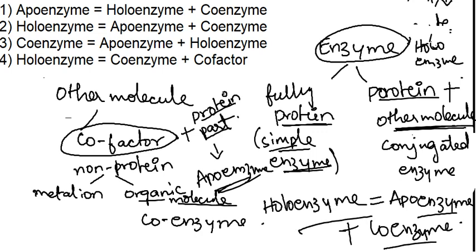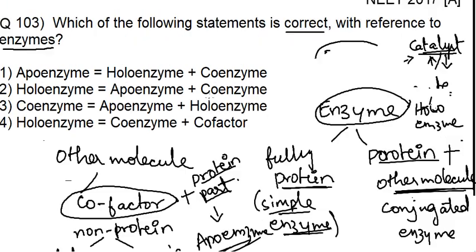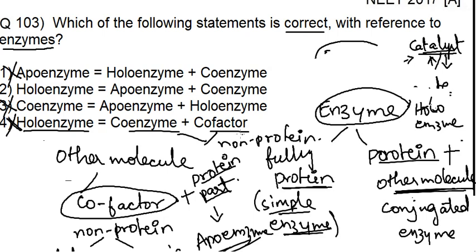Let's get back to the options. Apoenzyme is equal to holoenzyme plus coenzyme cannot be the answer, because the holoenzyme is the whole enzyme. So 1 and 3 cannot be the options. And the fourth option cannot be correct as well. Why? Because holoenzyme is equal to coenzyme plus cofactor, and both are non-protein components. Then where is the protein component? The protein component is absent, so this cannot be the answer.